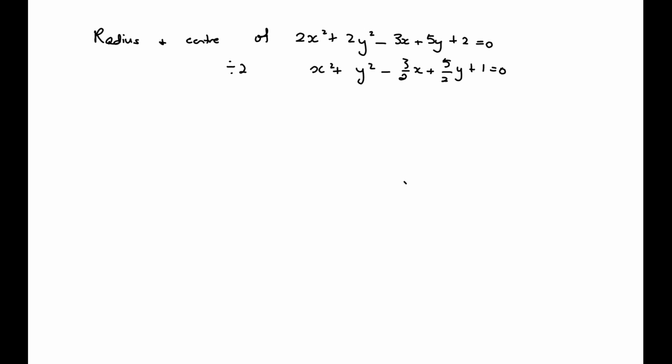And then by comparing the numbers on the previous slide, we'd see that 2f must be negative 3 over 2 and 2g must be 5 over 2. So that gives us that f is equal to negative 3 over 4 and g is equal to 5 over 4. So the centre is at (3 over 4, negative 5 over 4).